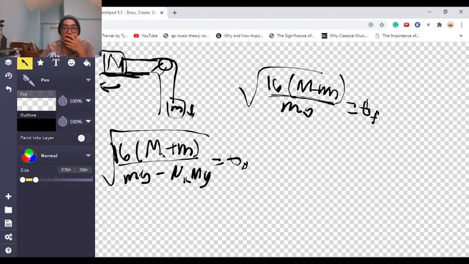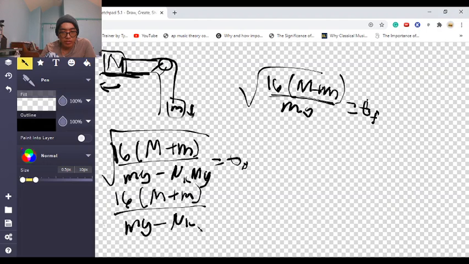And you can see here that it starts to get a little bit convoluted, but essentially what we can do is get rid of this radical. By getting rid of the radical, what we have here is 16 m plus m over mg minus M g equal to time initial squared.